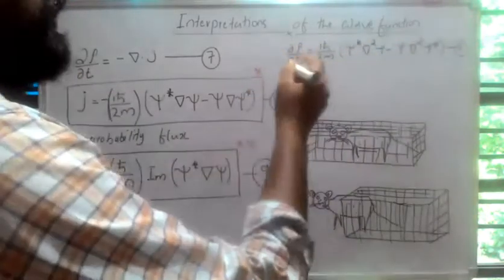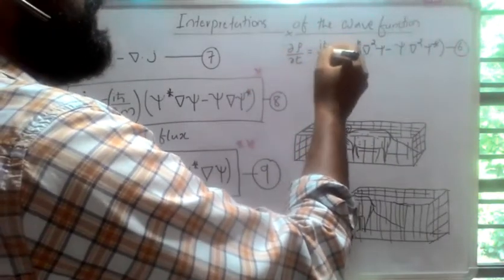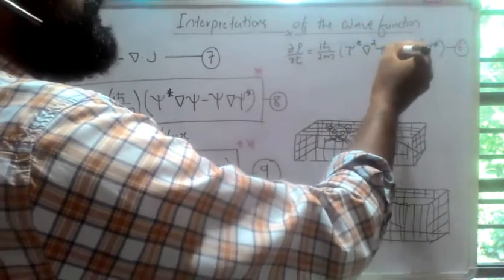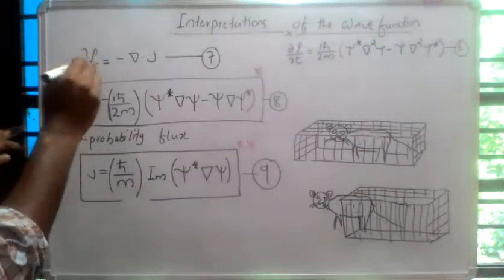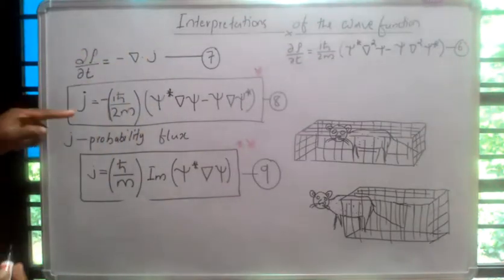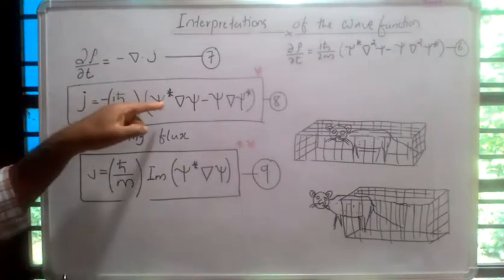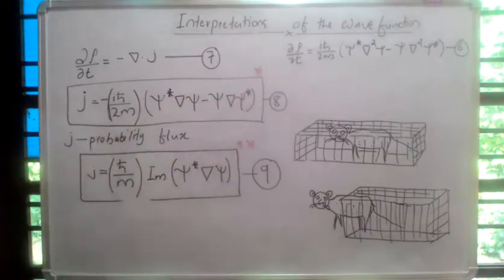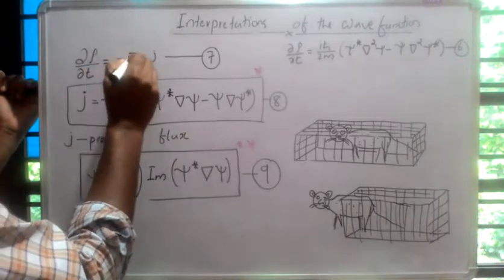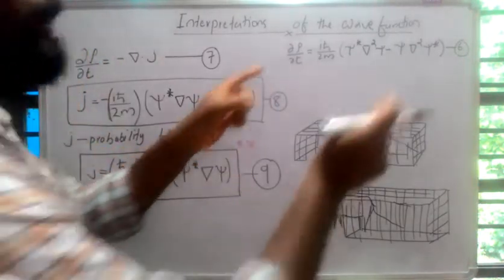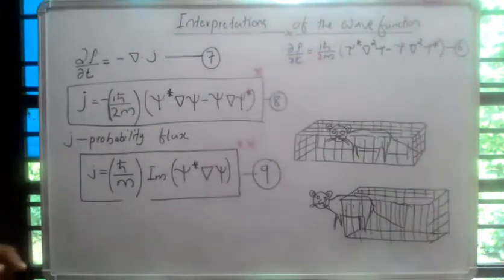We have equation 6: ∂ρ/∂t = iħ/2m (ψ*∇²ψ − ψ∇²ψ*). I can write this equation 6 as ∂ρ/∂t = −∇·j, where j = −iħ/2m (ψ*∇ψ − ψ∇ψ*). And j is known as the probability flux. I'll provide the derivation at the end of this video: −∇· of this quantity will give the RHS of this equation.